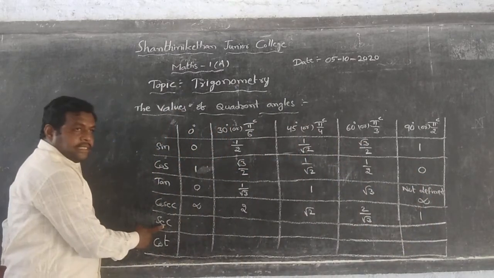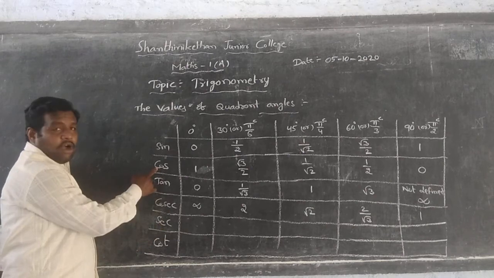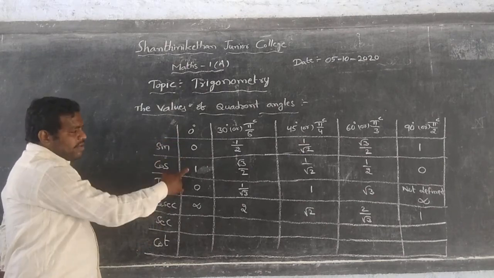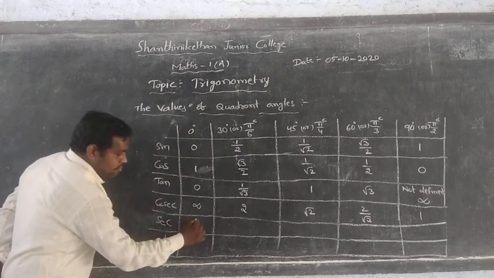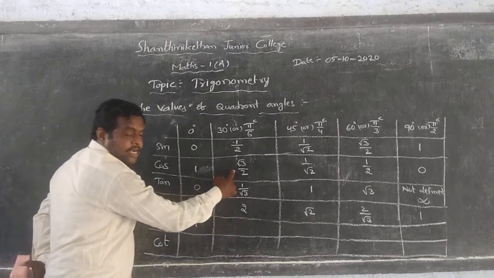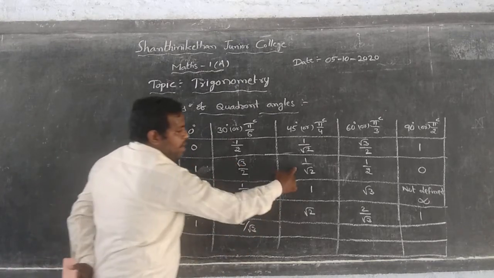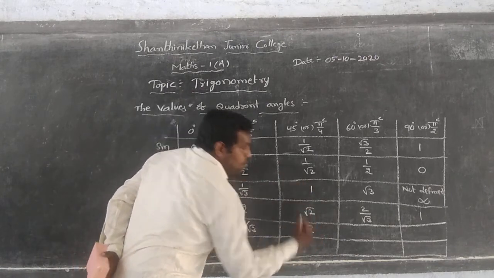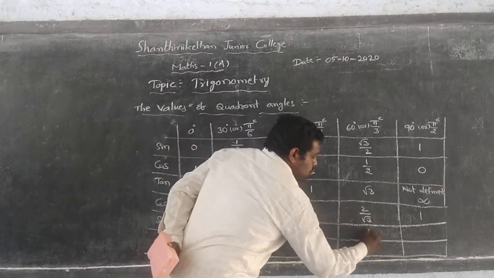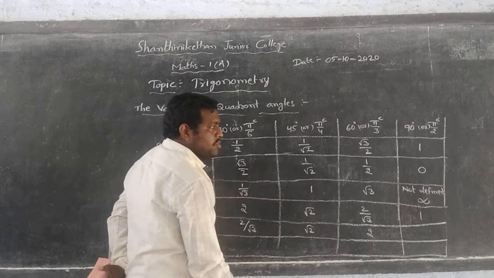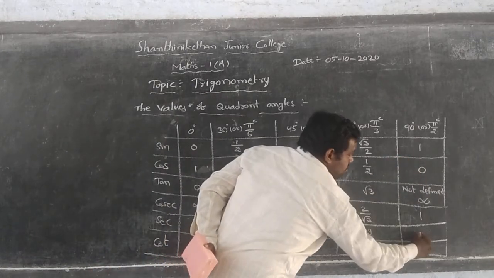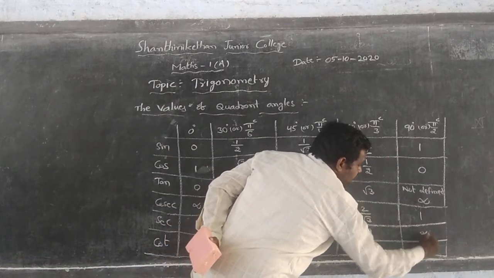Next, secant. Secant is the reciprocal of cos. Cos 0 value is 1. 1 by 1, 1. 1 by root 3 by 2, 2 by root 3. 1 by 1 by root 2, root 2. 1 by 1 by 2, 2. 1 by 1, 1 by 0, infinite.